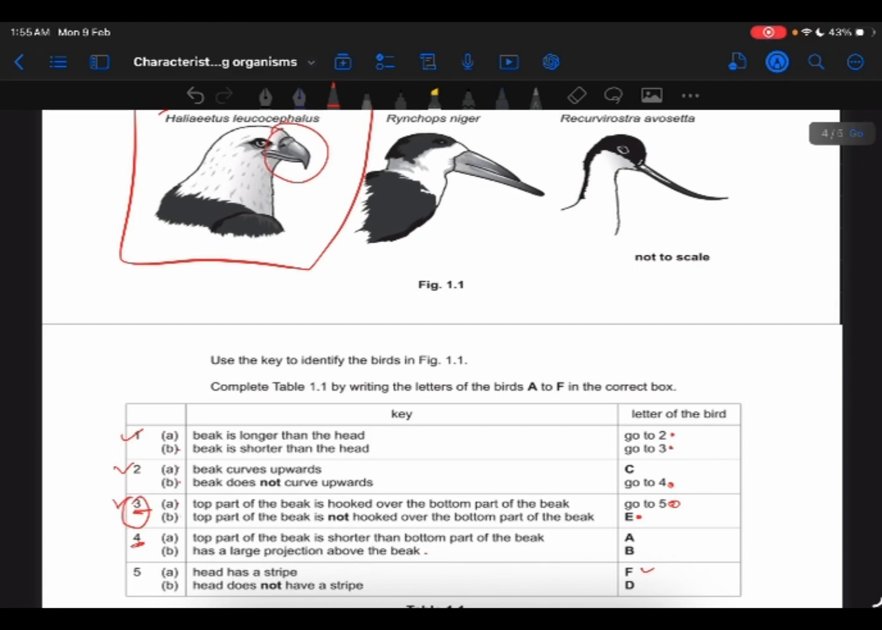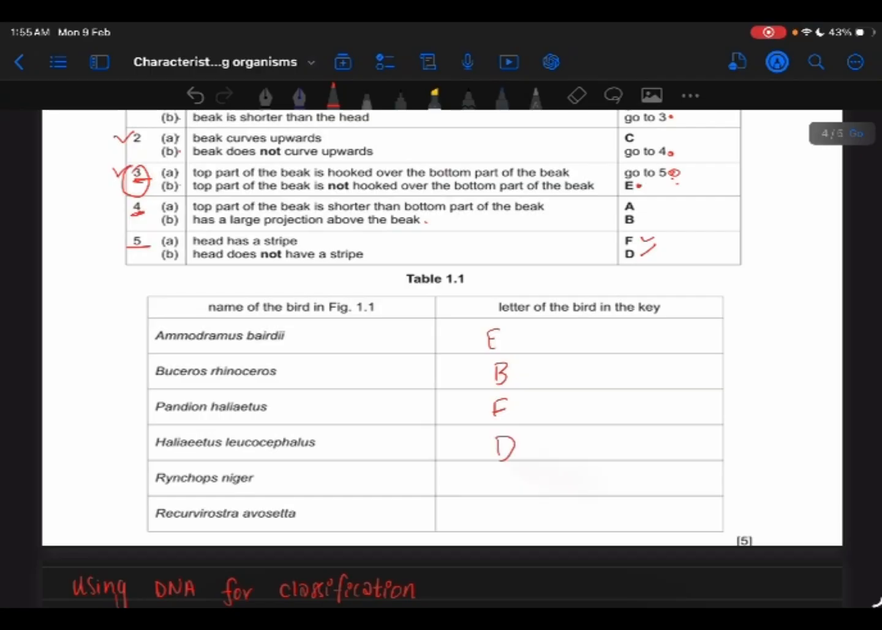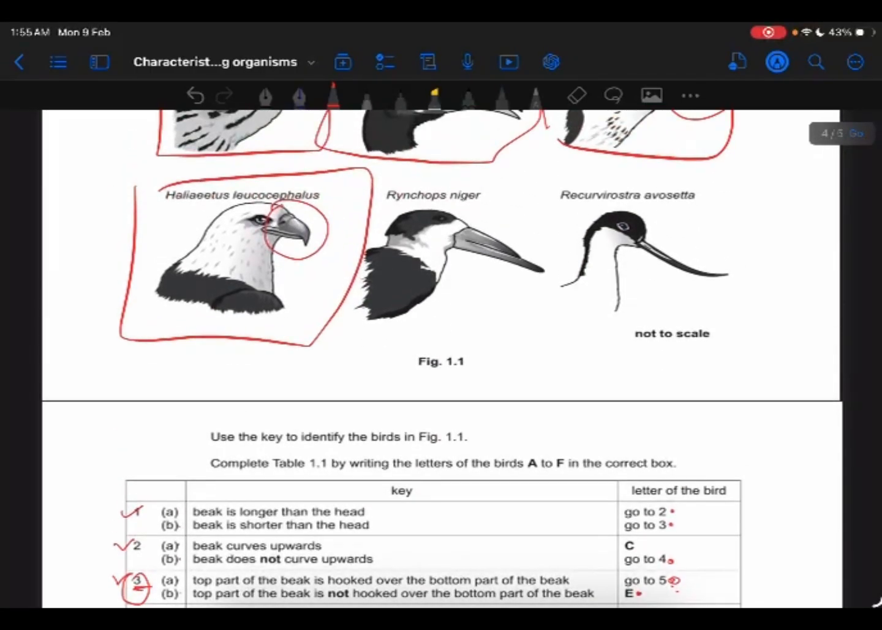Top part is hooked over once again. So we're going to go to 5. 5, head has a stripe. Head does not have a stripe. You guys can see there's no stripe. So that's a D. Super simple. I hope you guys have gotten the hang of it by now, because I certainly have.